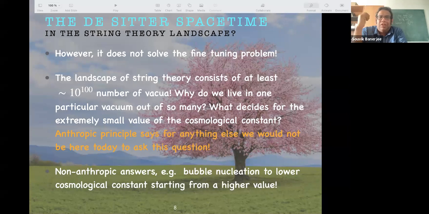Okay, so it doesn't solve, however, the fine-tuning problem, like the cosmological constant has to be extremely small, etc. So this fine-tuning problem, these models do not solve. But nevertheless, there are also other questions. For example, we know this landscape of string theory consists of a huge number of vacua. And the question is, why do we live in a particular vacuum out of so many possibilities? And what decides this extremely small value of the cosmological constant?